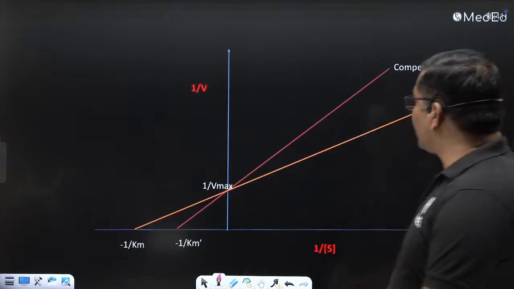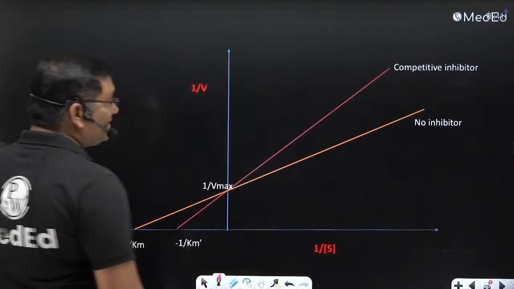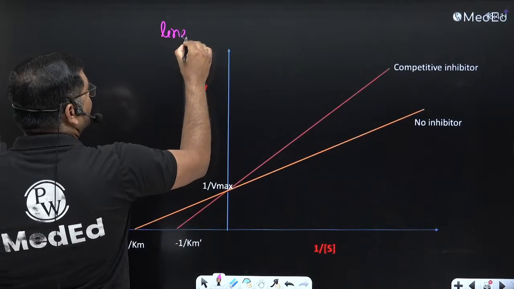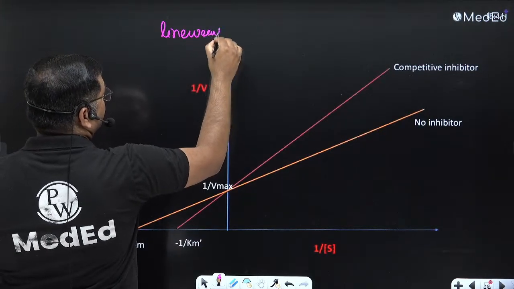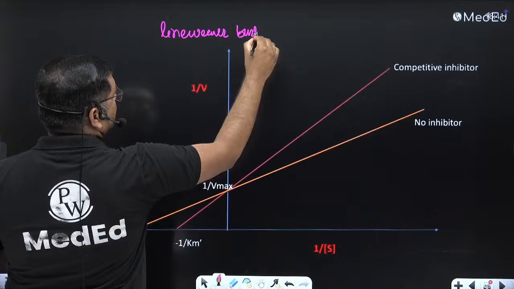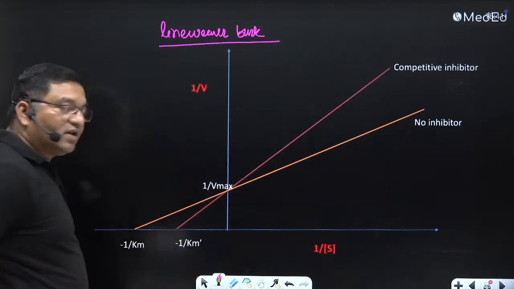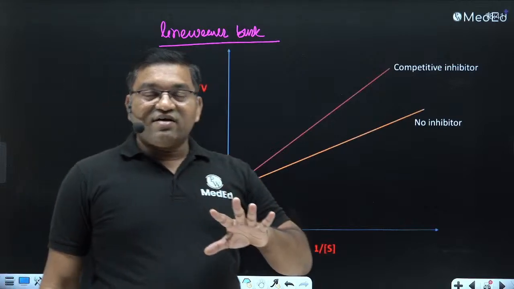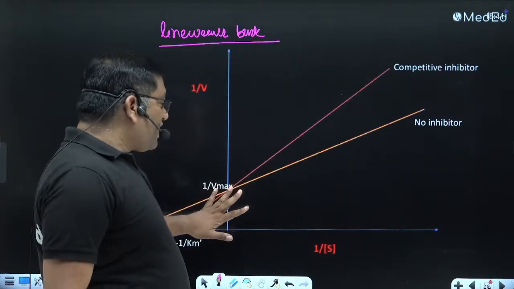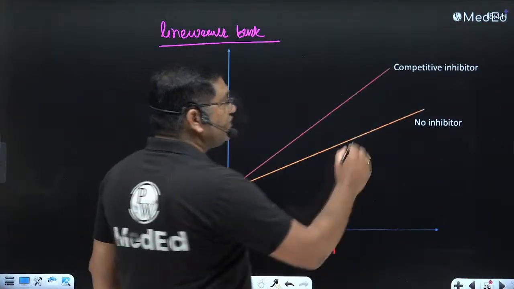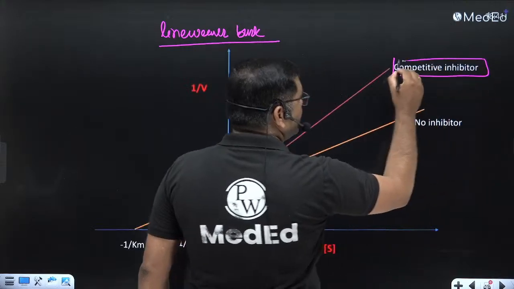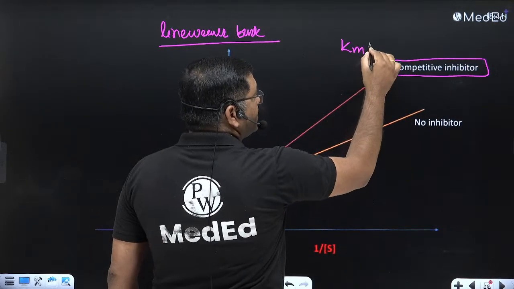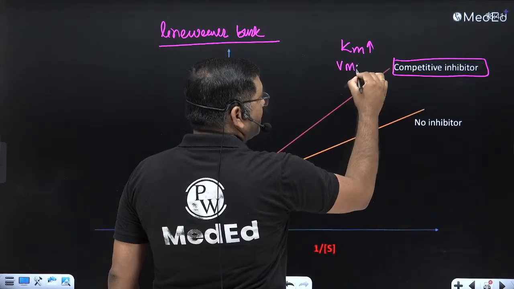Now see, these are the graphs which are very important. These are known as Lineweaver-Burk plot, the double reciprocal plot. The only point to remember in this graph is that the X-shaped graph is there in case of competitive inhibition. In competitive inhibition, Km value increases and Vmax remains unaltered.